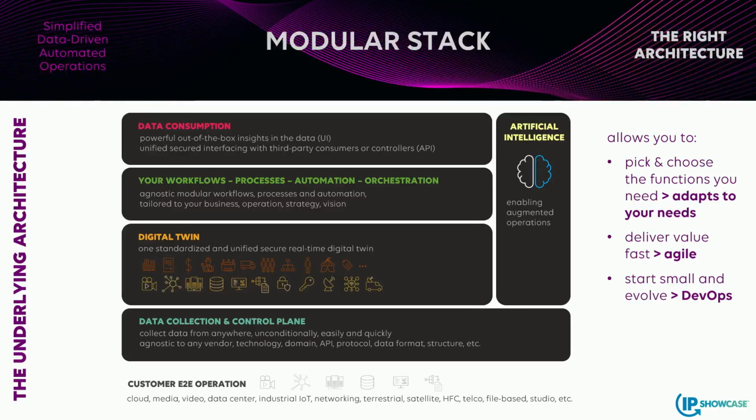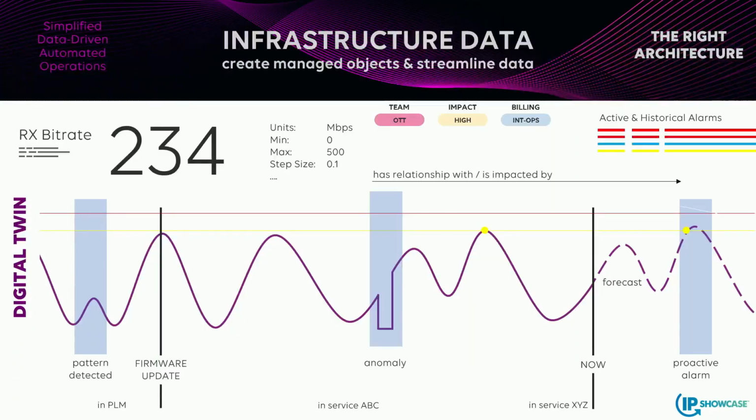And when we look a bit deeper, I talked about that digital twin. What is that really about? Here is one example of what we call a digital twin. You might have a metric. A lot of systems support metrics. Here is an example of an RX bitrate. A metric has a unit, a min value, a max value, step size, has historical information, which is super important, because only with that you can make the right decisions. That metric, we probably know, there was a firmware update done, it was in a certain service, travels from one service to another service, has a history of alarms, the active and historical alarms. And all of that information needs to be somehow stored in a database to do the right things with your infrastructure data.